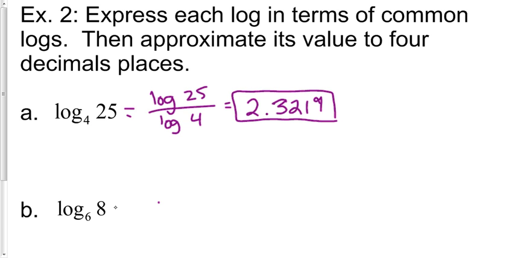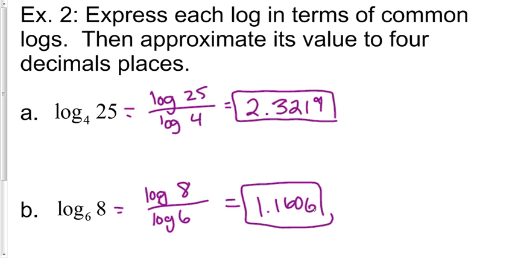Okay, so part B, we can calculate this using the change of base formula. It's the log of 8 over the log of 6. That base, that little number, should go on the bottom. Just remember that. And the log of 8 over the log of 6 should give you 1.1606. Okay, so the beginning of this section is just practice using your calculator.